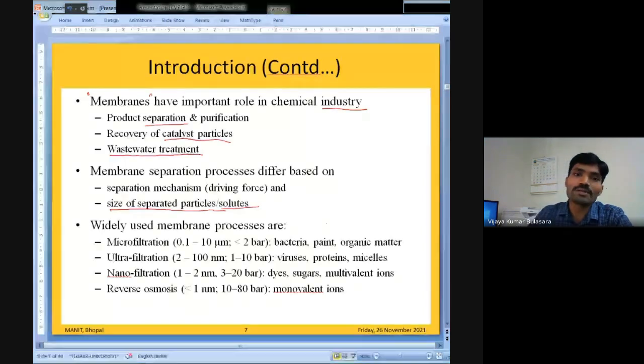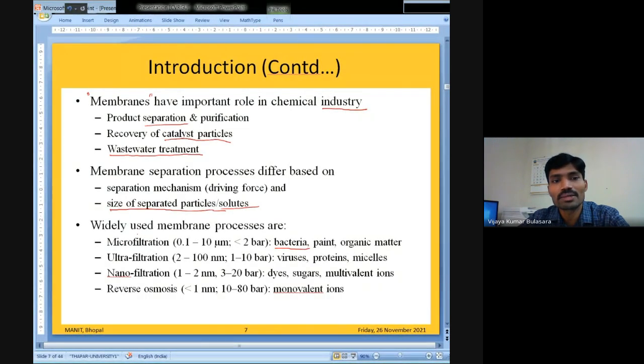For example, if the water contains bacteria, paint pigments, or any organic matter like humic substances, humic acids, then we will go for microfiltration. These four processes are widely used membrane processes in wastewater treatment. So if you want to separate bacteria from wastewater, or paint pigments from the water, or any natural organic matter like humic acids, microfiltration is used. Also, oil water emulsions can be separated using the microfiltration process. Even some fruit juices are clarified using microfiltration membranes.